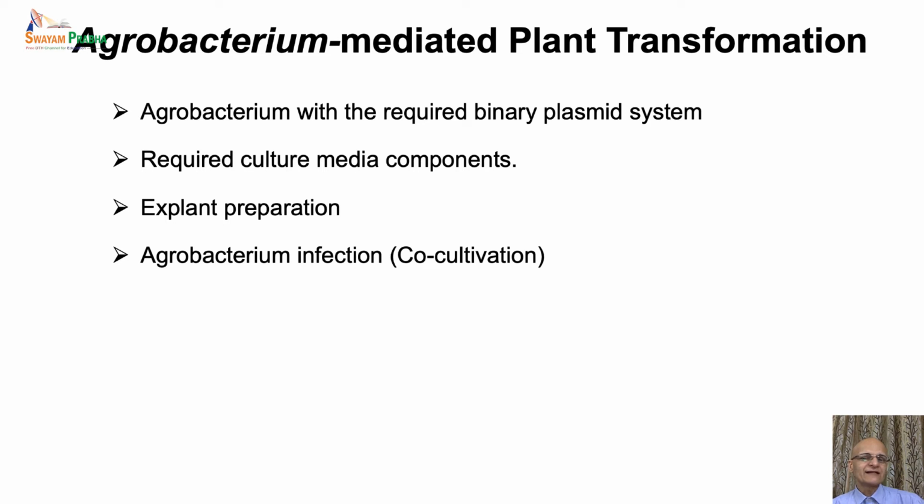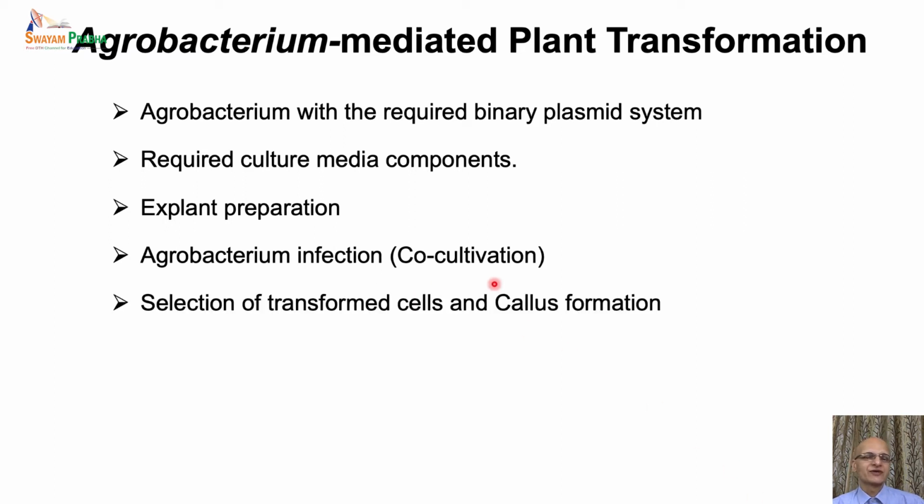Now the explants are infected with the agrobacterium strain having the desired plasmids, and the process is called co-cultivation. This is followed by the selection of transformed cells, and usually it is performed using antibiotics for which the required antibiotic marker genes are introduced along with the tDNA. This helps to select the transformed cells, and they are allowed to grow and form callus.